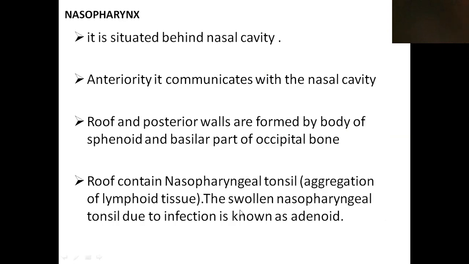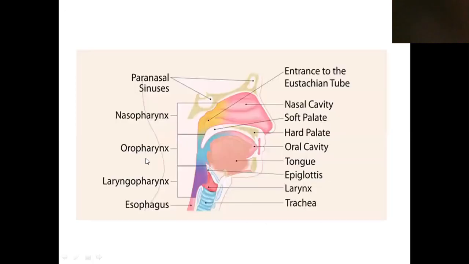What is a tonsil? A tonsil is an aggregation of lymphoid tissue, or an aggregation of lymphocytes. This tonsil is known as the nasopharyngeal tonsil. See, this is the nasopharynx. Its roof is here, where we have the sphenoid bone. I already told you about the sphenoidal air sinus, this area here. So the roof is formed by the body of the sphenoid.